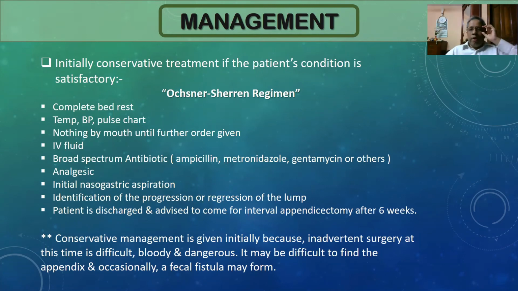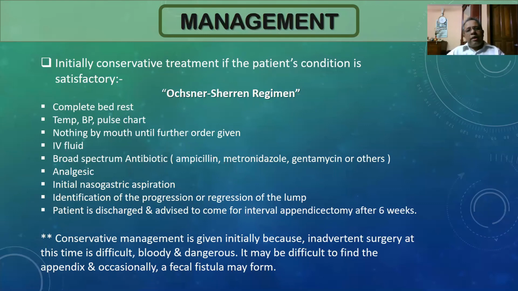That means if the patient is not more toxic, in that case, satisfactory. You can conservatively treat the patient, and subsequently the lump is resolved when the infection subsides, the adhesions become detached, and the appendix becomes free. So with that aim, the Ochsner-Sherren regimen is done.